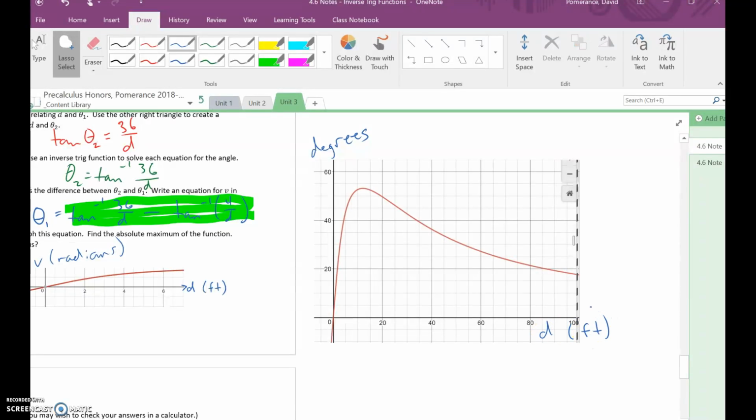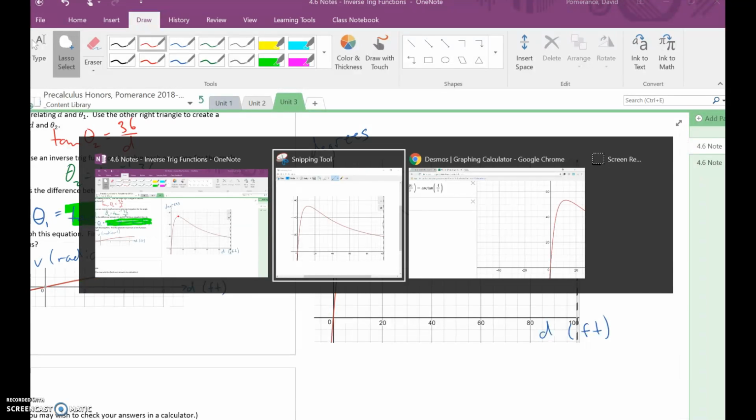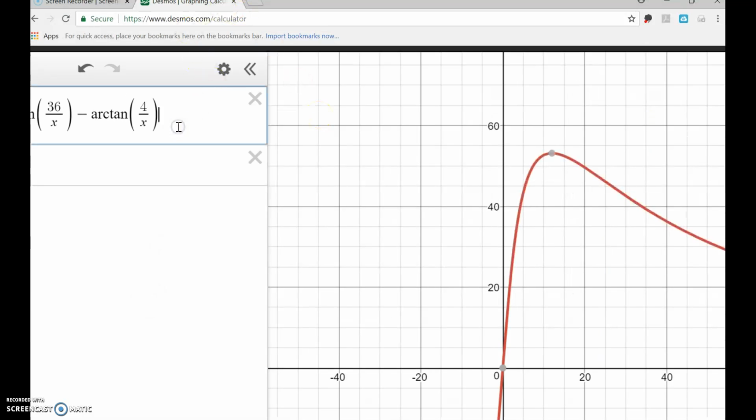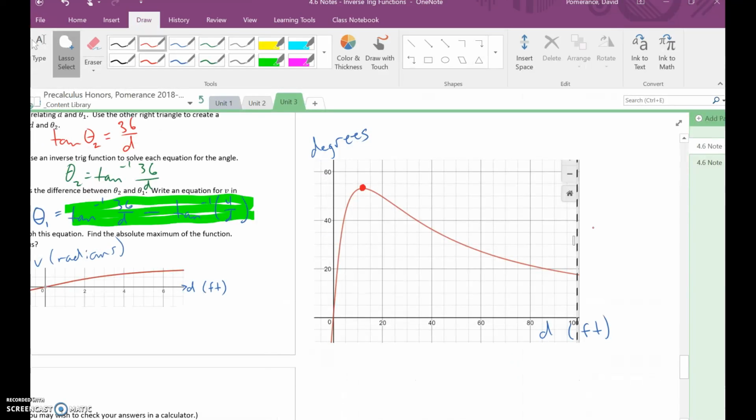And notice that what we're interested in is the maximum viewing angle, and that boils down to that maximum point right there, which any calculator can do for you. On Desmos, you simply click on the function you want, and then click on the point you want. 12, 53.13. Remember that the input is my D value, and my output is my V value, measured in degrees.